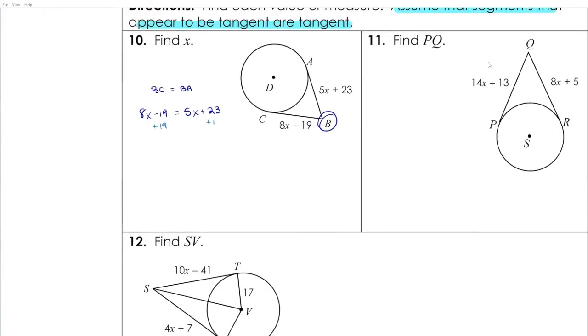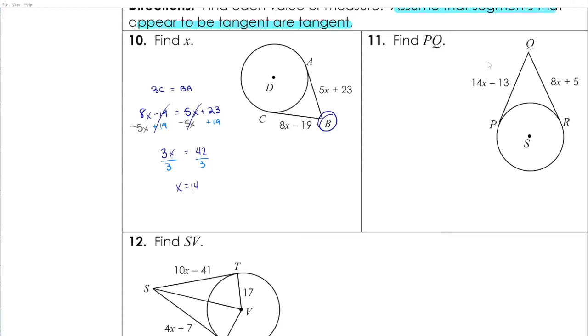Add 19 to both sides. Subtract 5x from both sides. Those guys are going to cancel. So we get 3x equals 42. Divide both sides by 3. So x equals 14.